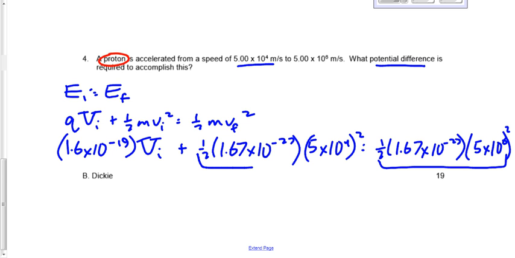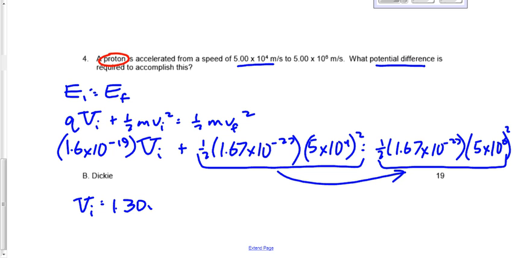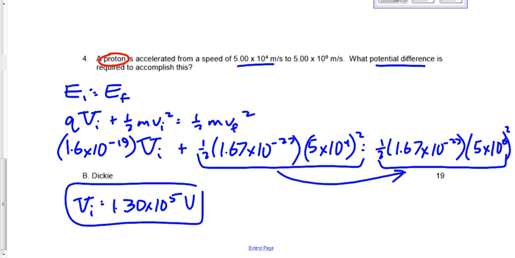Get this number. Take this number over to that side by subtracting, and then divide by 1.6. And I think our final answer works out to be 1.30 times 10 to the 5 volts. Does that make sense?